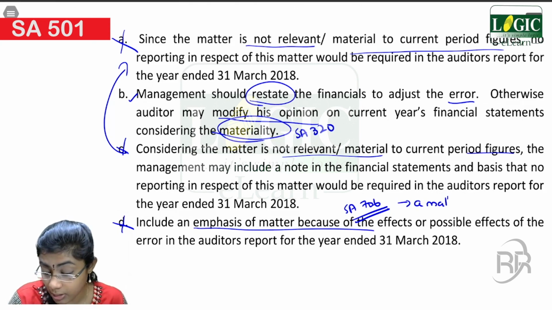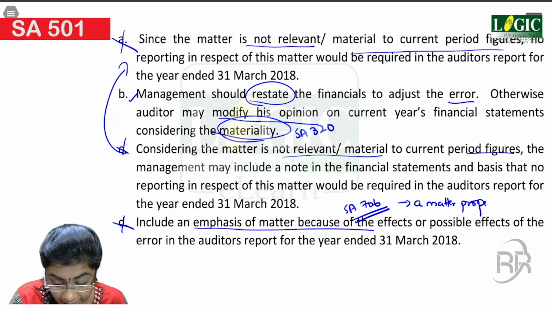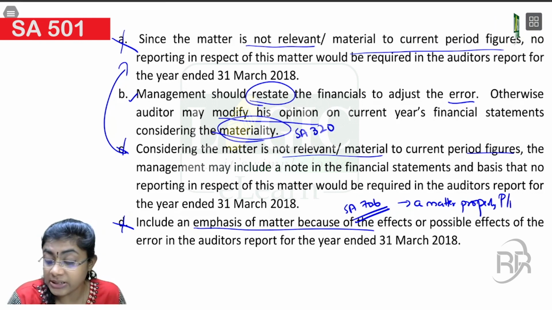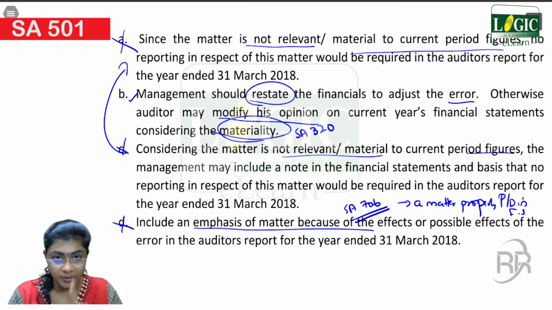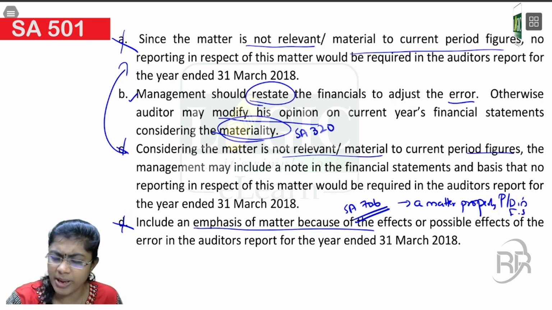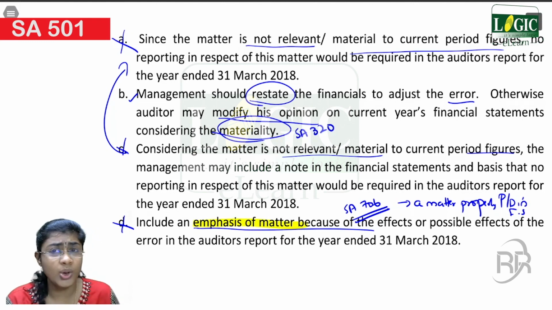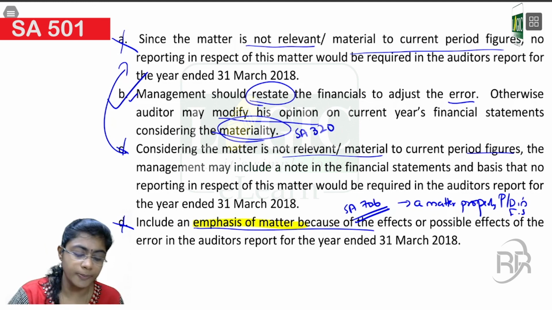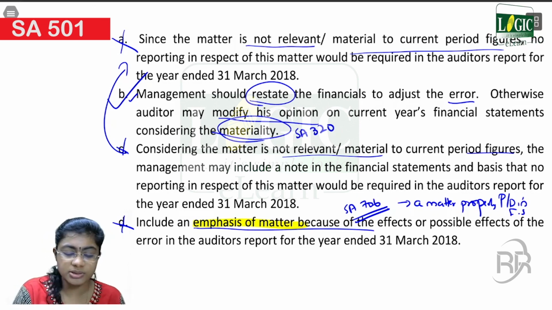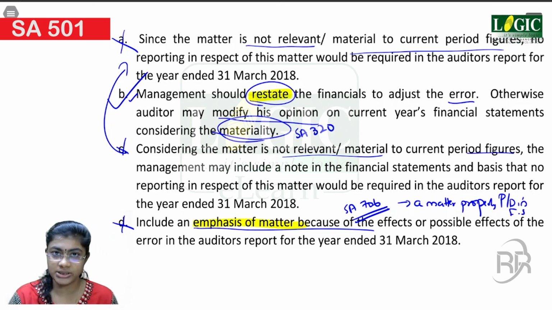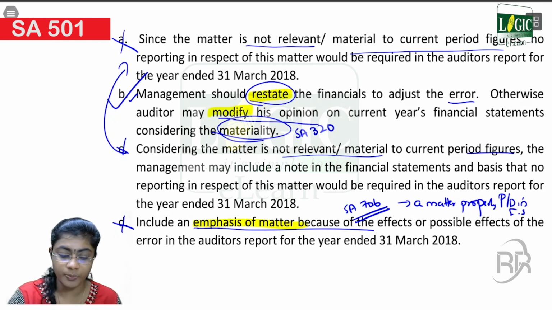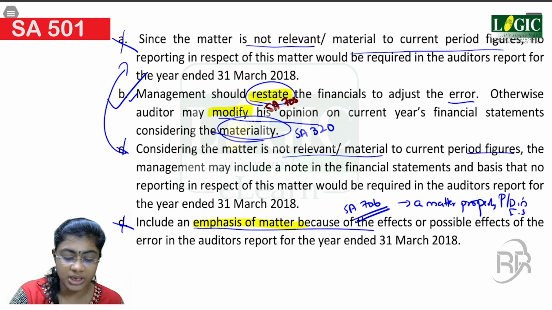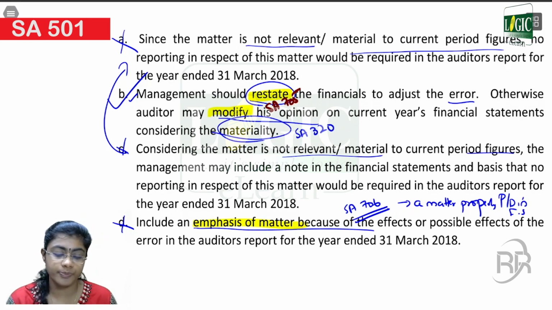A matter properly presented or disclosed in FS. Right? Here it is not properly presented. So just by adding an EOMP won't suffice. So the answer is B. We discussed, no? Management should restate as per the auditor's request. Otherwise, auditor may modify the opinion in accordance with SA 705.